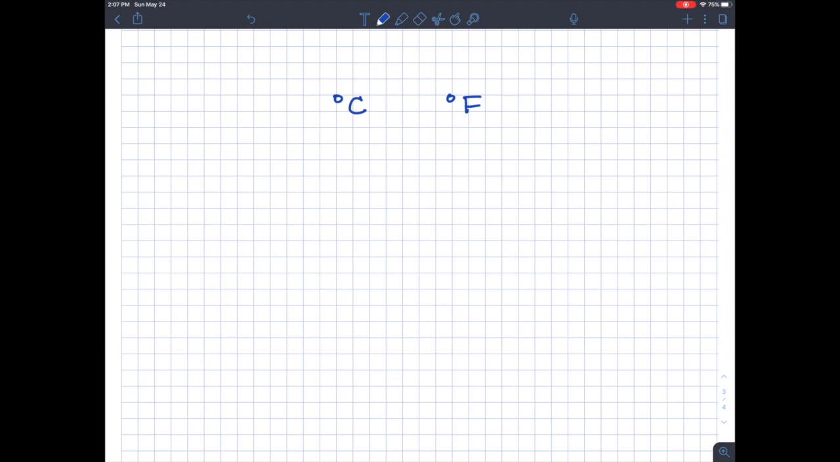Hey Siri, convert 100 degrees Fahrenheit to Celsius. 100 degrees Fahrenheit is 37.8 degrees Celsius.